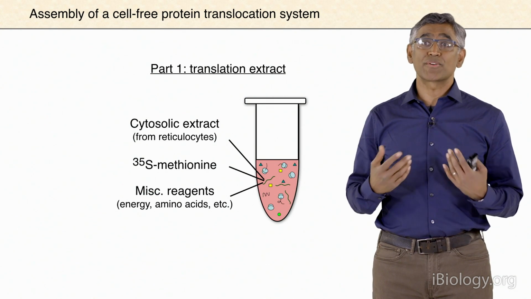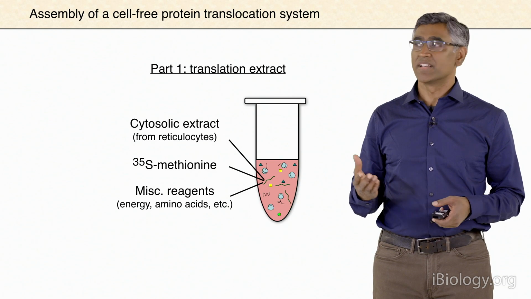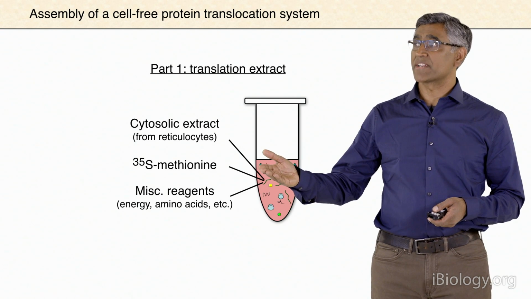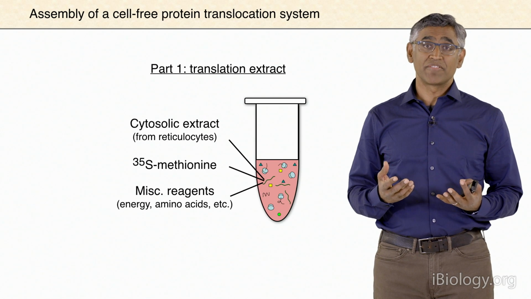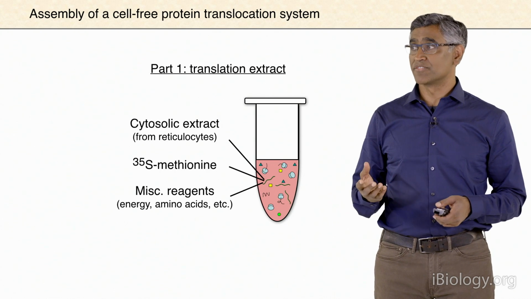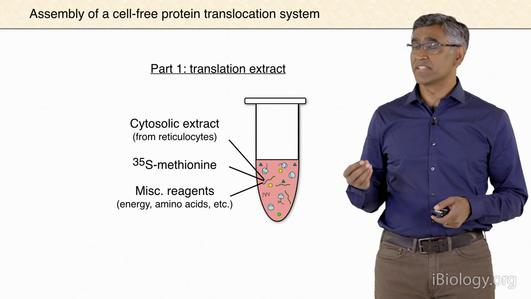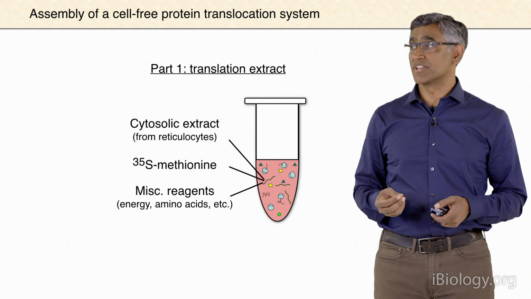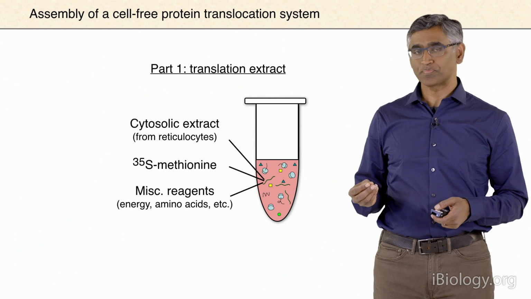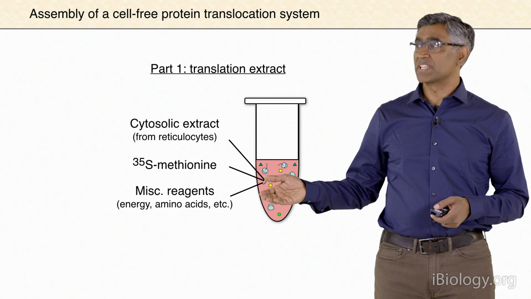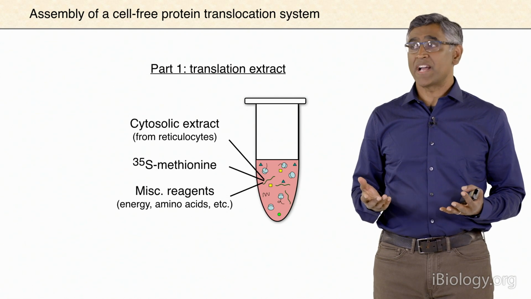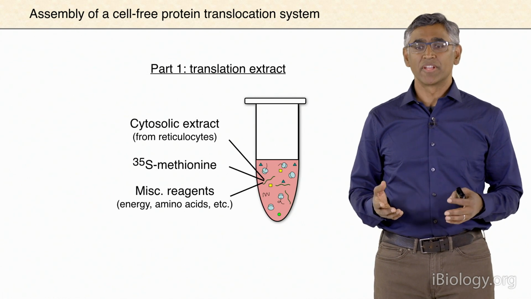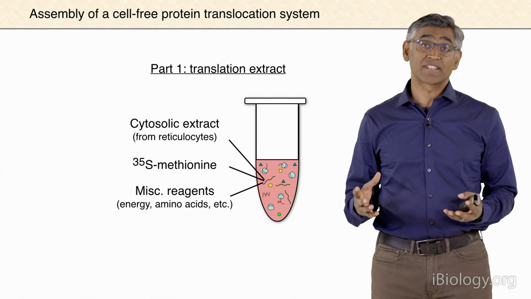Then you need a way to track the protein that you're synthesizing. And that was served by using a radioactive amino acid. And the most commonly used one is S35 labeled methionine. That is, sulfur in the methionine is labeled with a radioactive isotope of sulfur. In addition, you typically add a number of other reagents, for example, energy, other amino acids, tRNAs, and so forth, and all the components needed to get translation to work.